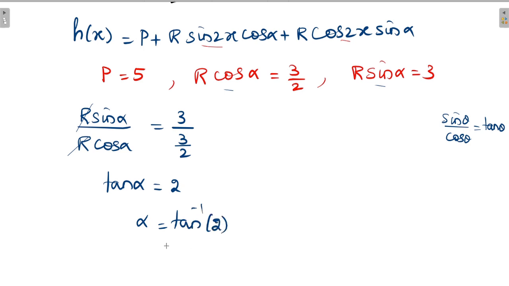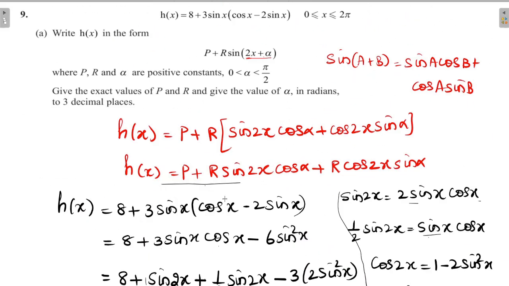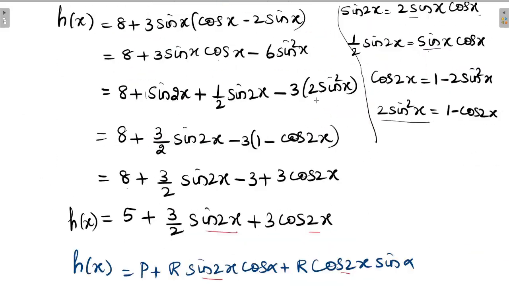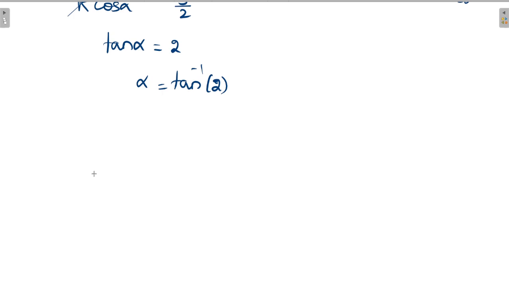So we have to find the value of alpha in radians. Change the mode of the calculator into radian. So alpha is equal to 1.107148718. We can write this to 3 significant figures, so alpha is equal to 1.11. Okay, we found the P value is 5 and the alpha value is 1.11.